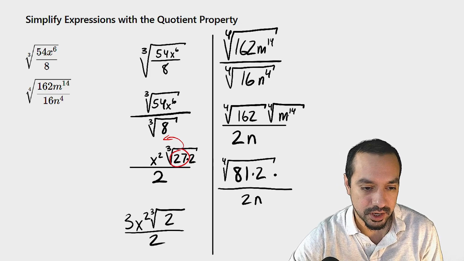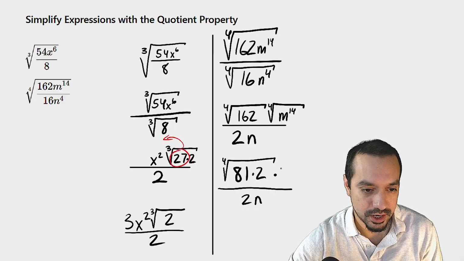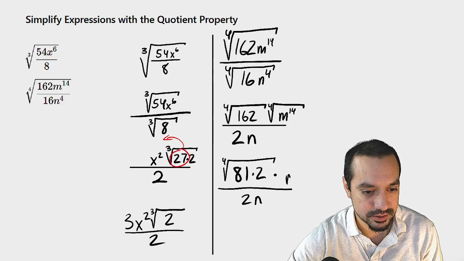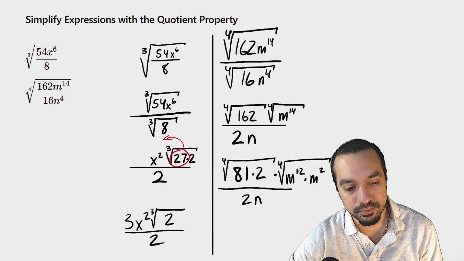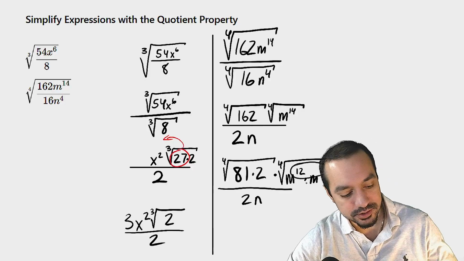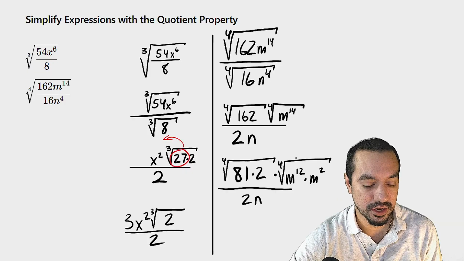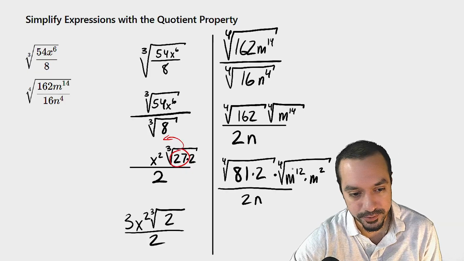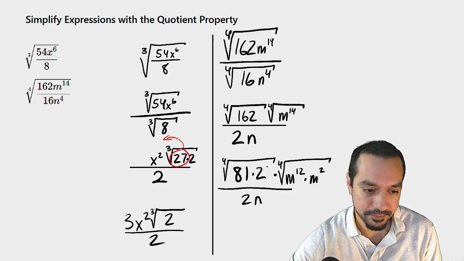Here with m to the 14th under the fourth root, I'm going to separate that into m to the 12th times m squared. The reason why I broke up the 14 like this is because I know 12 is divisible by the index of 4. So on my next line, I could go ahead and take care of that.